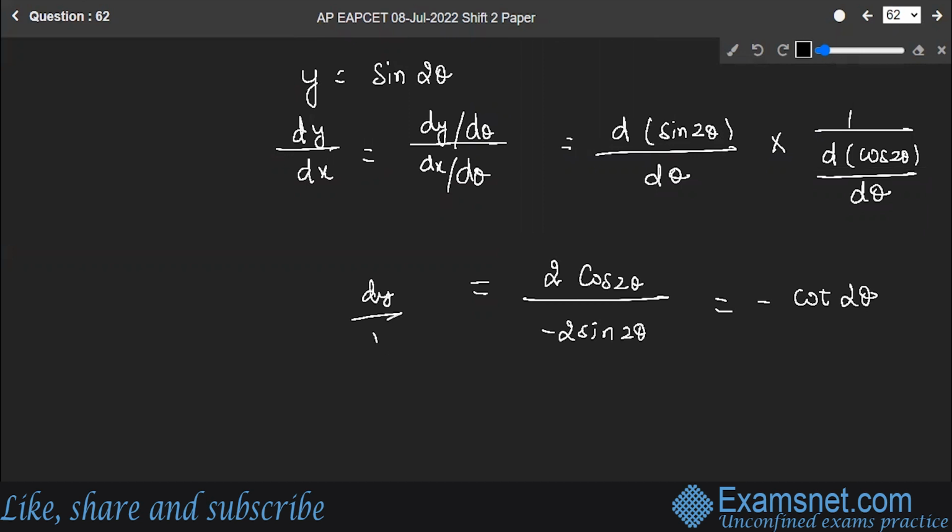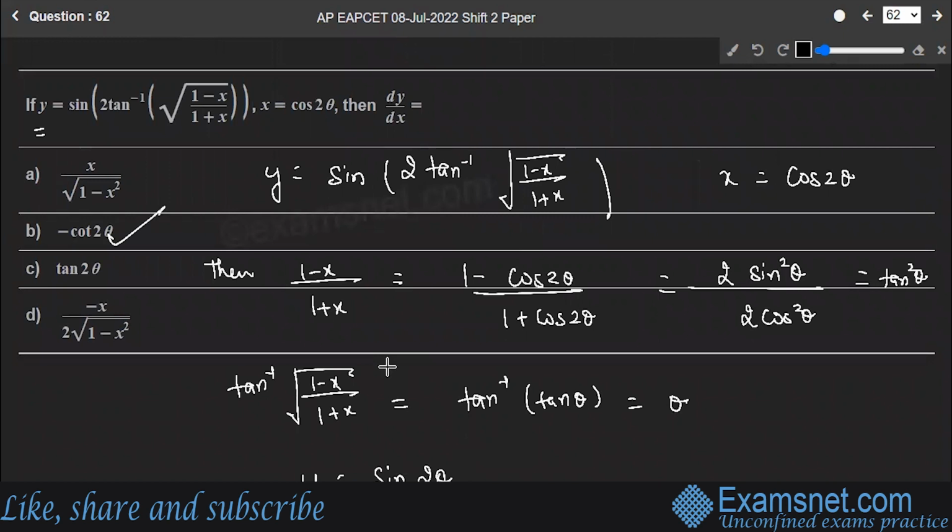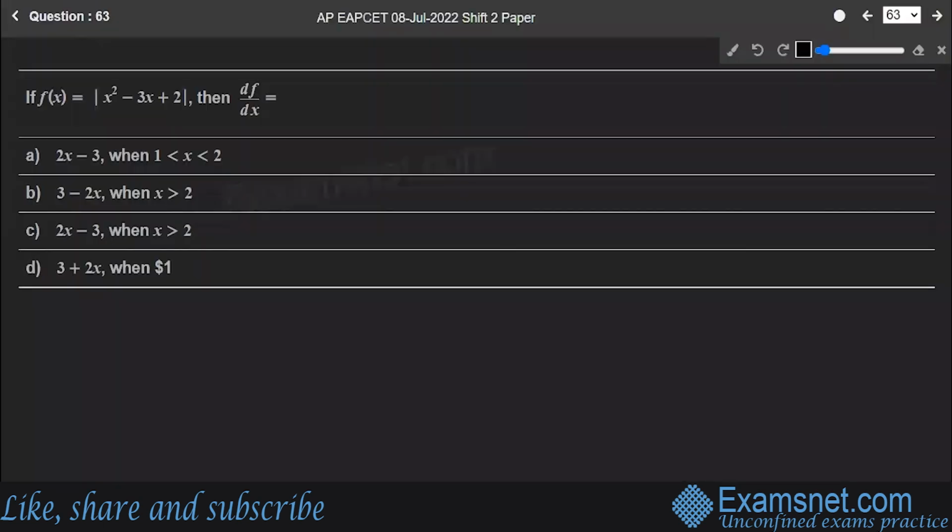So dy by dx will be given by this thing. Let's check with the options. Here we have option B as the answer to our problem. Hope you're clear. Let's move to the next question. Question number 63. If f of x is equal to modulus of x square minus 3x plus 2, then df upon dx is equal to what? So you are given the function as the modulus of x square minus 3x plus 2. Let's factorize this one. You can write it as mod of (x minus 1) into (x minus 2).